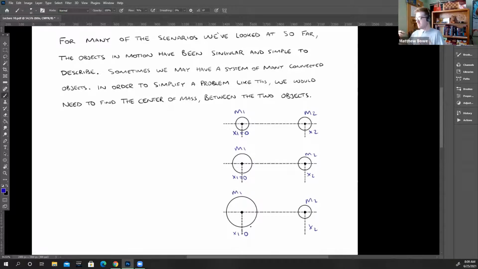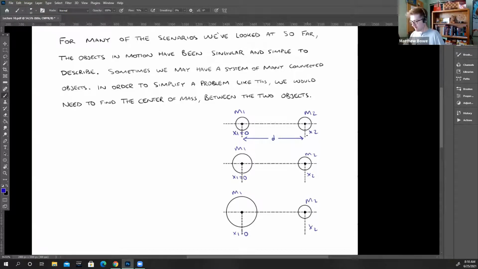Okay, and then this is where we would want to find relative distances between whatever's in our problem. So just the distance between these two. That's fairly simple. That's just the difference of their positions.